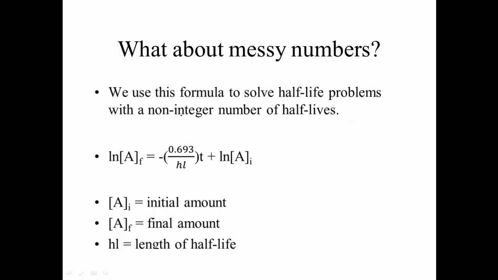So if you don't have an integer number of half-lives, let's say you wait 3.5 half-lives instead of 4. How do you work that? So we have this kind of crazy complicated looking formula. You don't really need to know where the formula came from, and you need to ask your teacher whether or not you need to memorize it, but we're just going to practice how it works, okay?